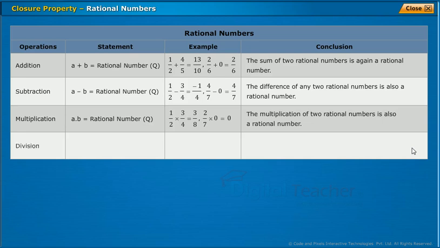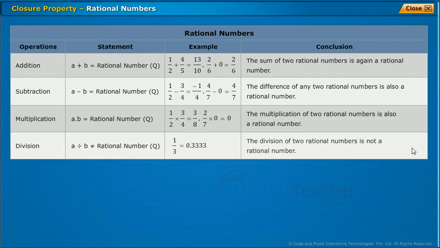Under division, it states that if two rational numbers are divided, the result is not always a rational number. For example, 1/3 is equal to 0.3333, which is not a rational number, it is irrational. It concludes that the division of two rational numbers is not a rational number.